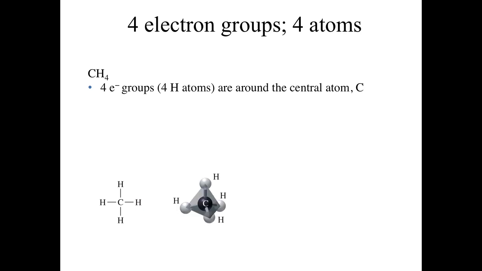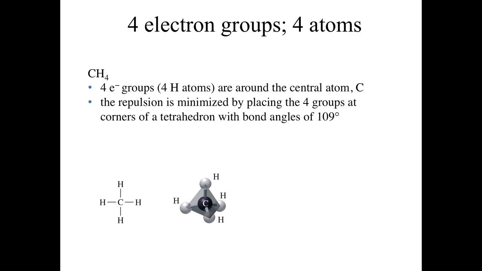There is a shape that allows for 4 corners to be separated equal distance from each other, and that shape is called a tetrahedron. A tetrahedron is a shape that has 4 identical faces. And it turns out when you are in this shape, the angle between this hydrogen, carbon, hydrogen, this angle right here is 109 degrees. That's as far from each other as you can get.